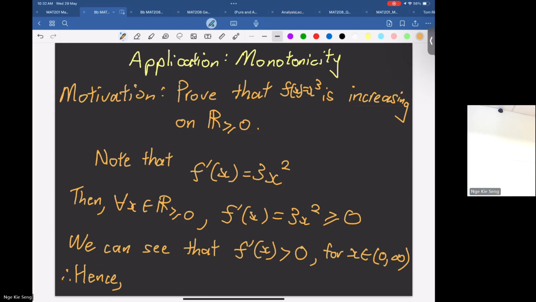Hence, f is increasing for x starting from 0 to infinity. Actually, it is enough to just have strictly greater than 0 at the points, not including the endpoint. You can deduce this. Okay, we will prove this actually. We will prove it.